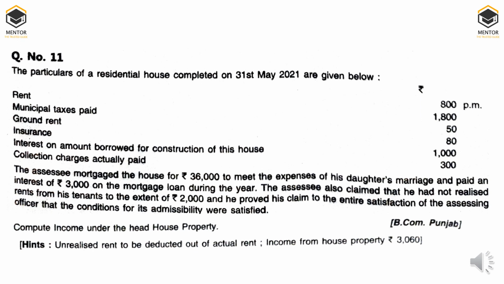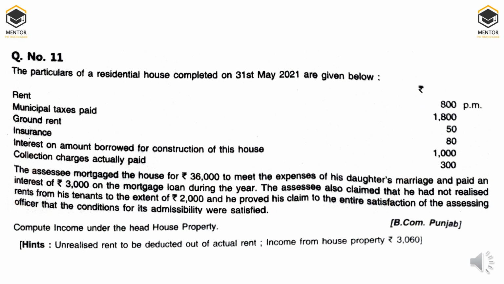And during the year, the assessee also claims he had not realized rent from his tenant to the extent of 2,000. Unrealized rent is allowed as deduction before calculating GAV. So 2,000 is allowed as deduction as per Income Tax Act 1961. And he has proved his claim to the entire satisfaction of the assessing officer that the conditions for its admissibility were satisfied. So he has satisfied the assessing officer that he made his best efforts but could not realize the rent of 2,000. We have to compute income from house property.